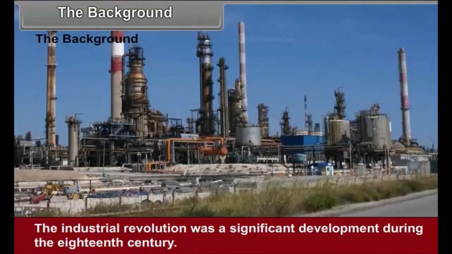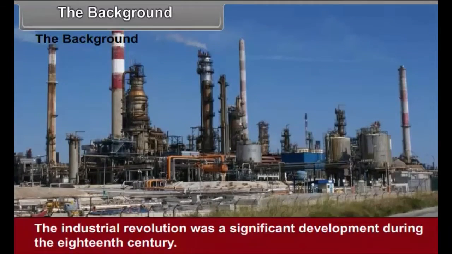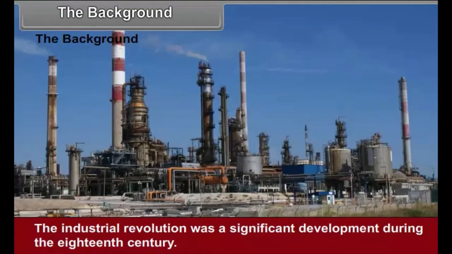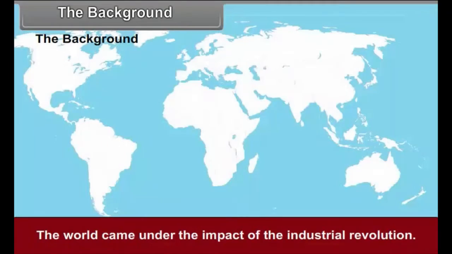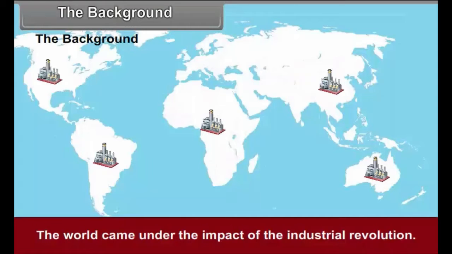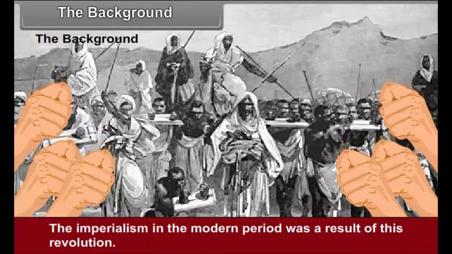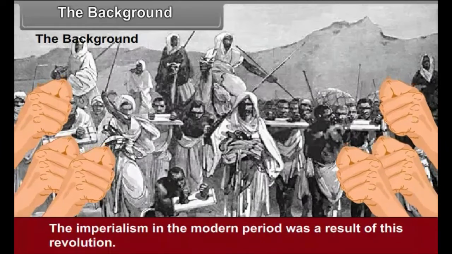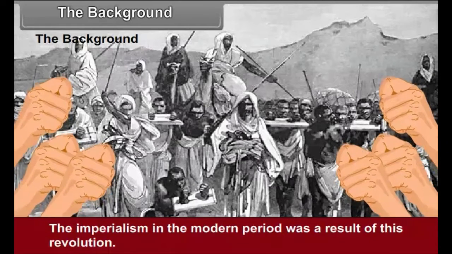The Industrial Revolution was a significant development during the 18th century. The world came under the impact of the Industrial Revolution. The imperialism in the modern period was a result of this revolution.